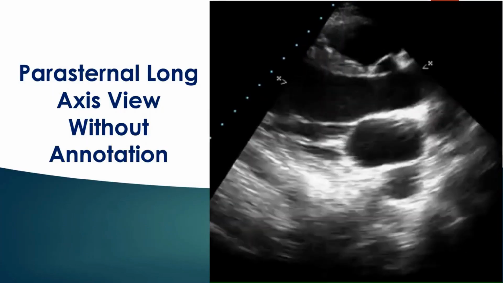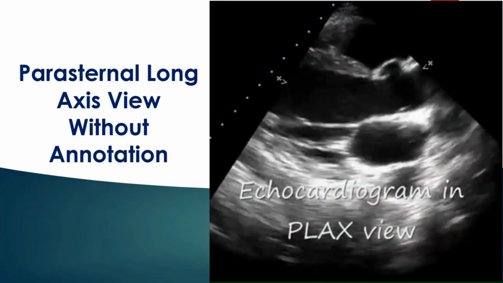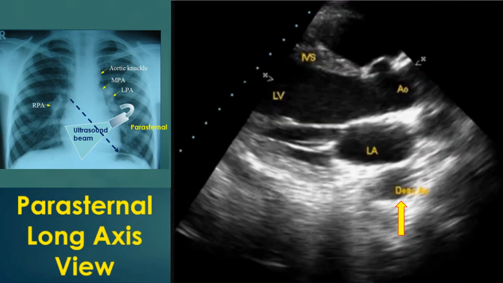Parasternal long-axis view without annotation. Cross-section of the descending aorta is seen posterior to the left atrium. The coronary sinus can be imaged if it is dilated and will be visible in the atrioventricular groove. A dilated coronary sinus would suggest a persistent left superior vena cava draining into the coronary sinus. In this still image, the mitral leaflets are closed and aortic leaflets are in open position.